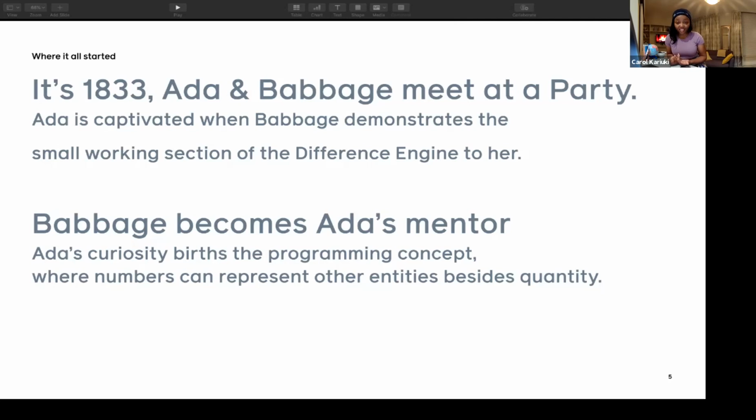In my opinion, in fact, she is the first programmer, because we know in programming, these numbers today are zeros and ones, and that's how computers communicate.